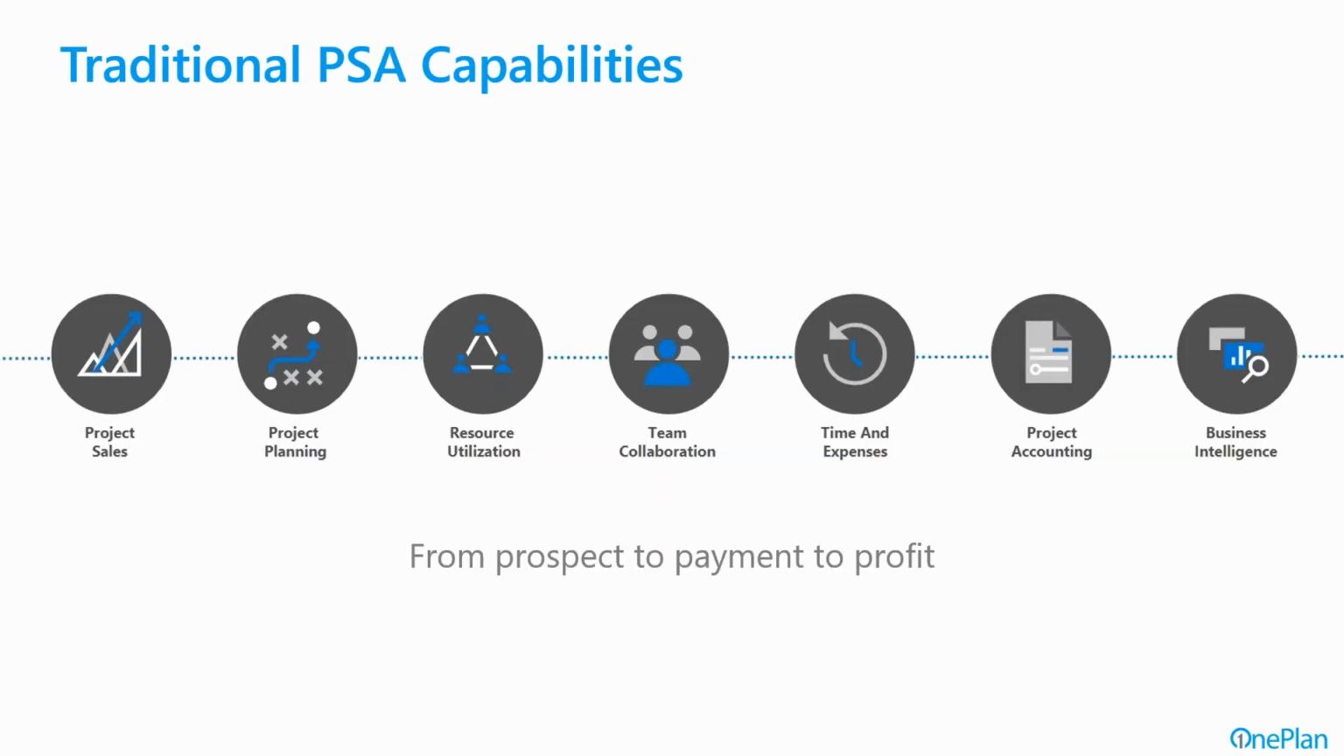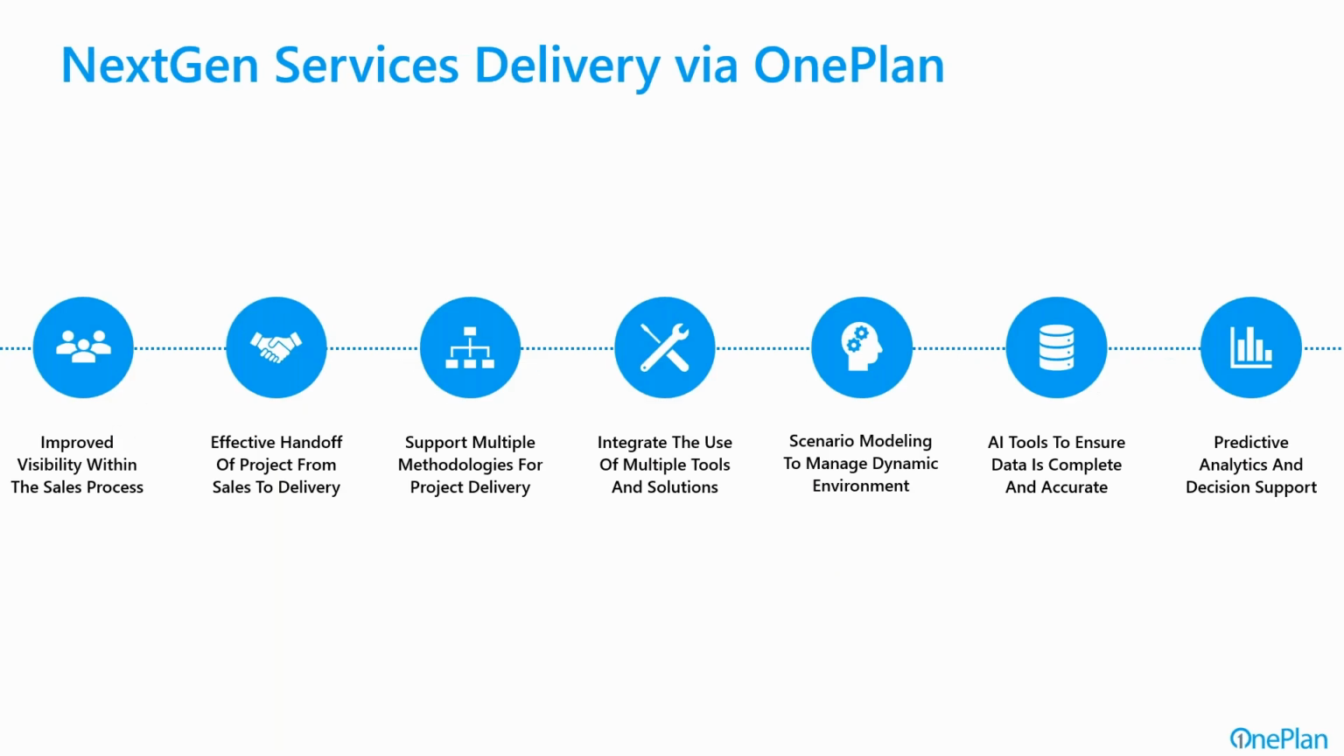So a traditional PSA, unlike OnePlan, operates from project sales, project planning, resource utilization, team collaboration, time and expense, project accounting intelligence. That's great. OnePlan supports all of these things, but OnePlan takes a different approach. We are actually, and we'll talk about this and demonstrate this, in the business of improving visibility of planning within the sales process itself, making the handoff of project estimation, making the handoff of the project from sales to delivery seamless, because it will have ultimately been built by delivery to begin with.